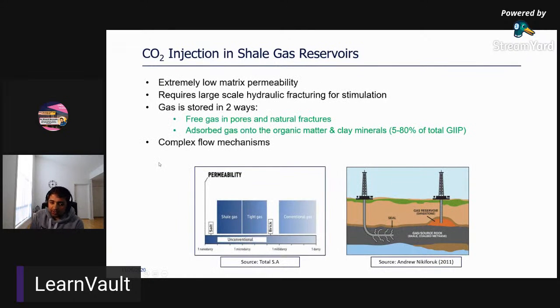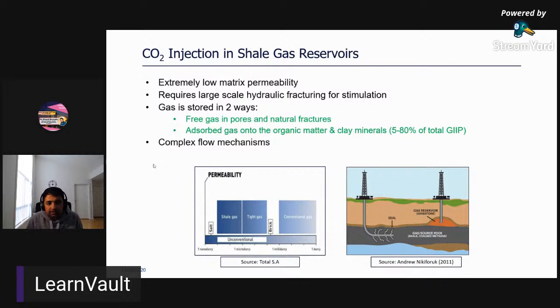But what are shale gas reservoirs and how are they different from conventional reservoirs? First and foremost, the most important characteristic of shale gas is that these shale formations have extremely low matrix permeability. If you look at the figure here on the left, it shows that the permeability in shale gas or tight gas is in the range of nanodarcies to microdarcies, whereas in a conventional gas reservoir, we would have permeability in the range of millidarcy to darcy. So in order to produce from this kind of formation, you need large scale hydraulic fracturing to stimulate the reservoir and connect it better with the well.